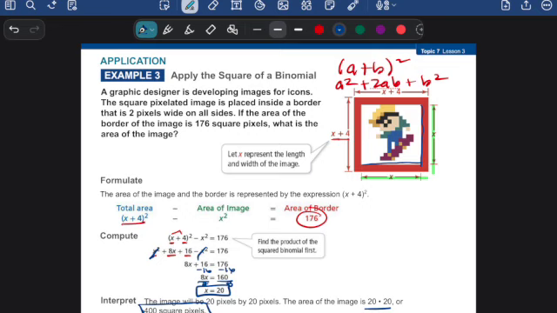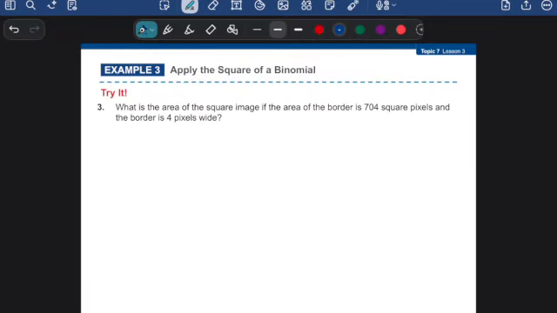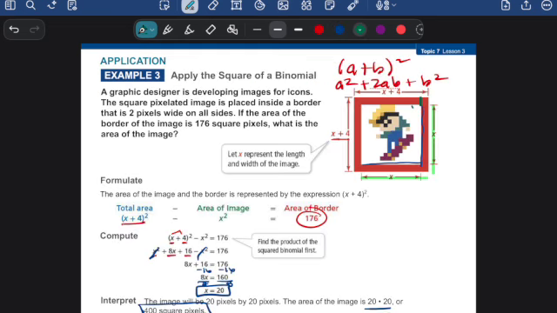Look at the diagram carefully. Again, this was easy if we recognize this pattern, a squared plus 2ab plus b squared. Try it number 3. What is the area of the square image if the area of the border is 704 square pixels and the border is 4 pixels wide? So instead of the width of the border being 2 pixels, that's what it said originally, it's going to be 4 pixels. So I'm going to have 4 pixels extra, or width, of the red border on each side.